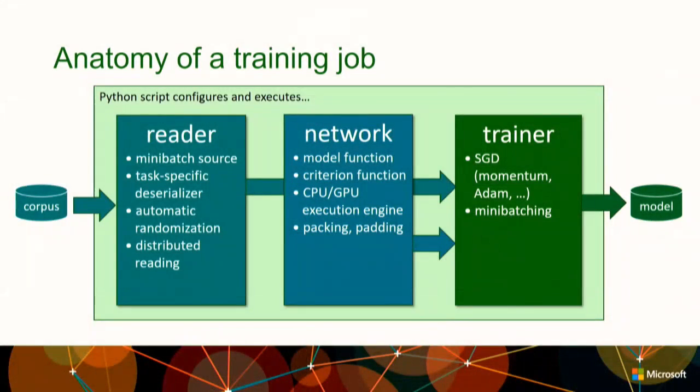We'll spend a little bit of time with model functions and the criterion functions that I talked about previously. And we'll talk a little bit about packing and padding in one of the specific examples where it makes a lot of sense. For the trainer, we support different kinds of training, or learners as we call them, based on simple SGD, stochastic gradient descent, and also enhancements over it, such as momentum and Adam optimizers.